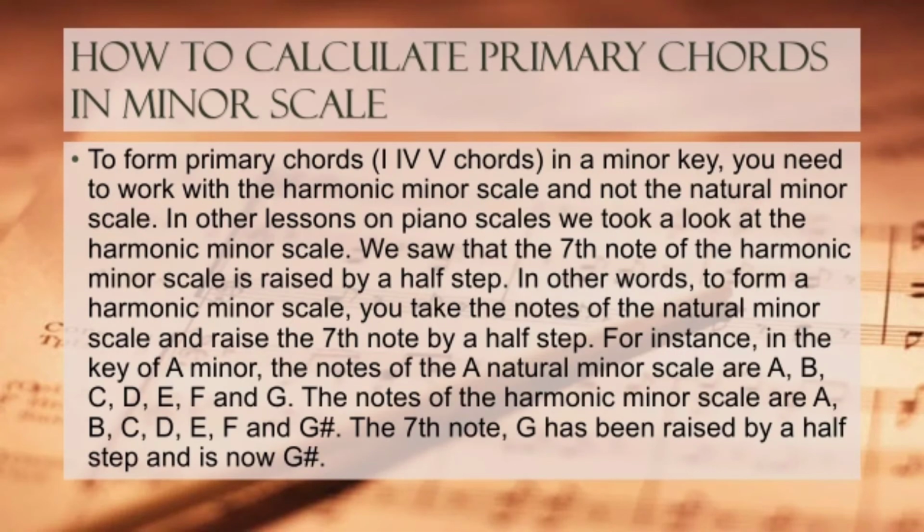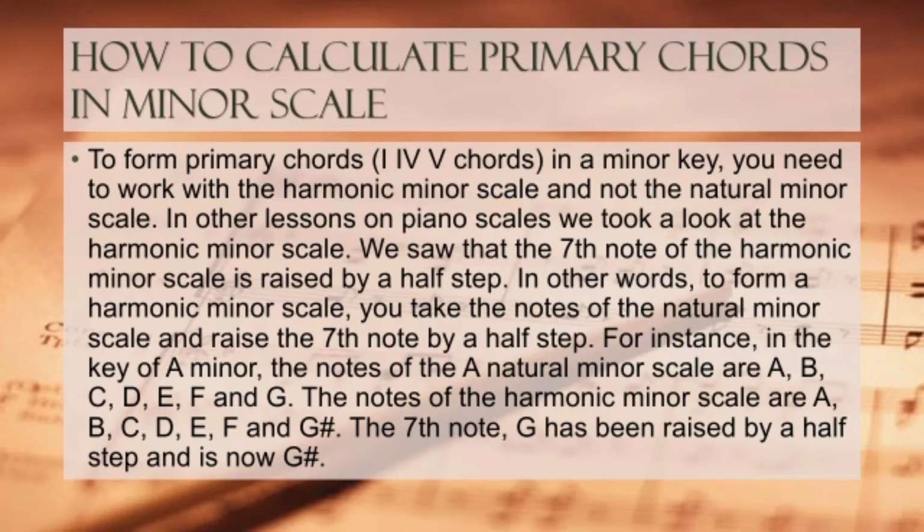How to calculate primary chords in minor scale? To form primary chords in a minor key, you need to work with the harmonic minor scale and not the natural minor scale. In other lessons on piano scales, we took a look at the harmonic minor scale. We saw that the seventh note of the harmonic minor scale is raised by a half step. In other words, to form a harmonic minor scale, you take the notes of the natural minor scale and raise the seventh note by a half step.